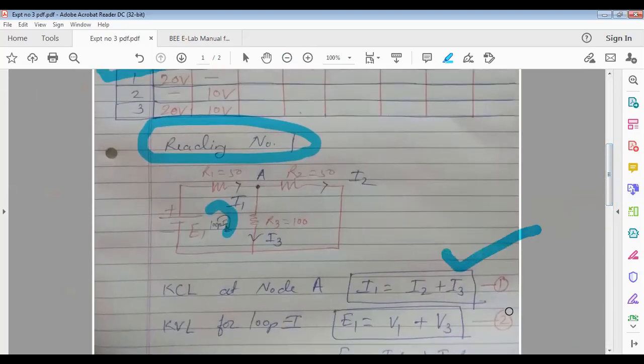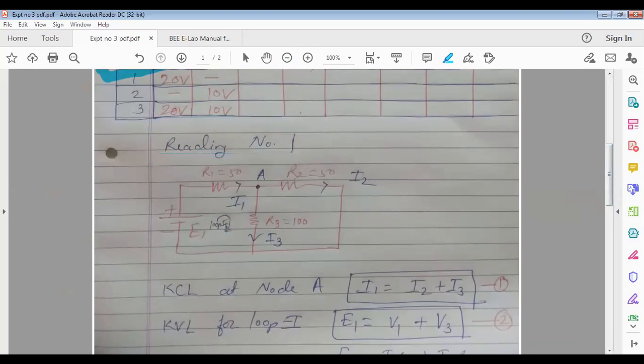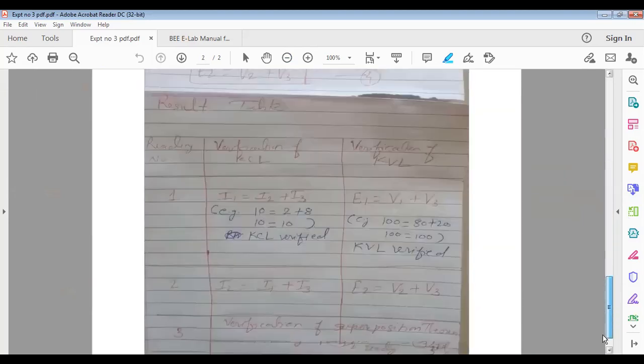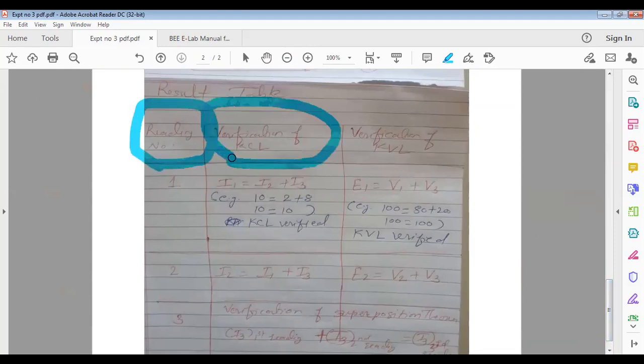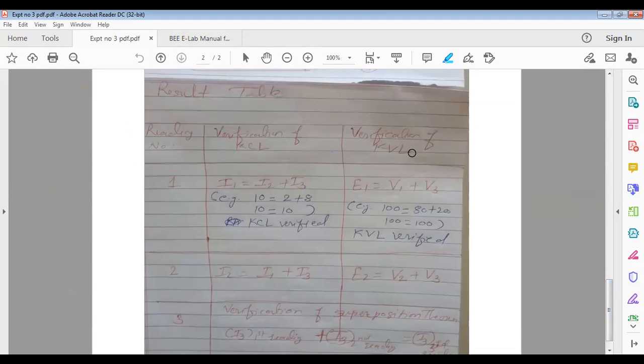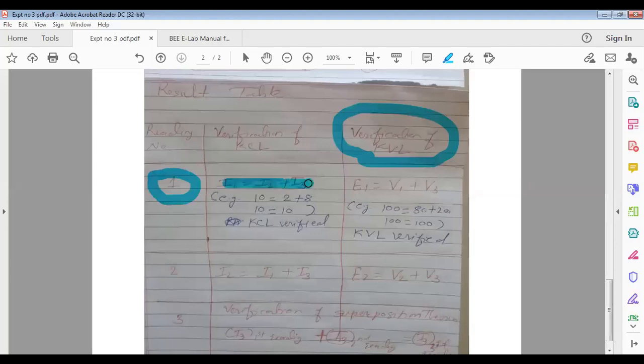Yes? Okay. So these two equations you have to write in your result table. See, this is the result table. Now, what is the first column? It's the reading number. What is the second column? Verification of KCL. And what is the third one? Verification of KVL. Okay.